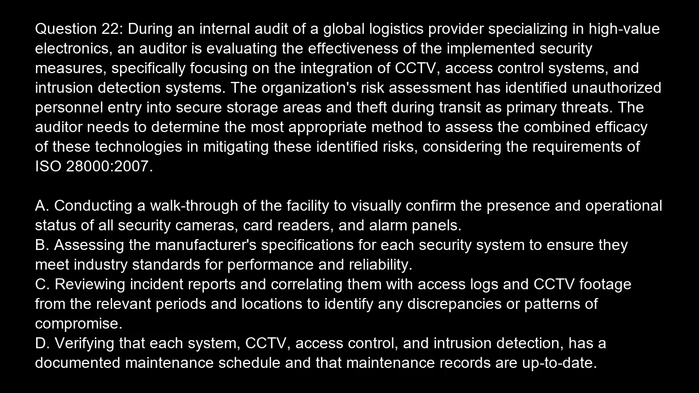Option A. Conducting a walkthrough of the facility to visually confirm the presence and operational status of all security cameras, card readers, and alarm panels. Option B. Assessing the manufacturer's specifications for each security system to ensure they meet industry standards for performance and reliability. Option C. Reviewing incident reports and correlating them with access logs and CCTV footage from the relevant periods and locations to identify any discrepancies or patterns of compromise. Option D. Verifying that each system, CCTV, access control, and intrusion detection, has a documented maintenance schedule and that maintenance records are up to date.